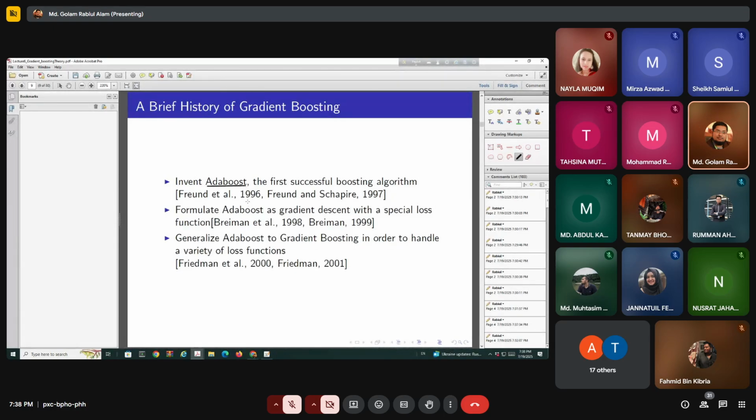AdaBoost was first proposed in 1996 and 1997, and then the updated version, gradient boosting with a special loss, was proposed as an upgradation of the AdaBoost algorithm by Friedman in 1998 and 1999. Generalized AdaBoost, gradient boosting, was proposed by Friedman in 2000, and Friedman also updated it in 2001. So from AdaBoost, and then gradient boosting, and then generalized gradient boosting were proposed by different researchers.